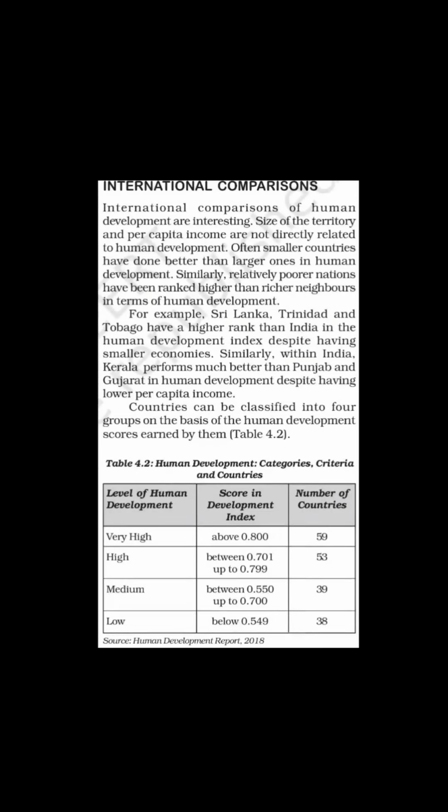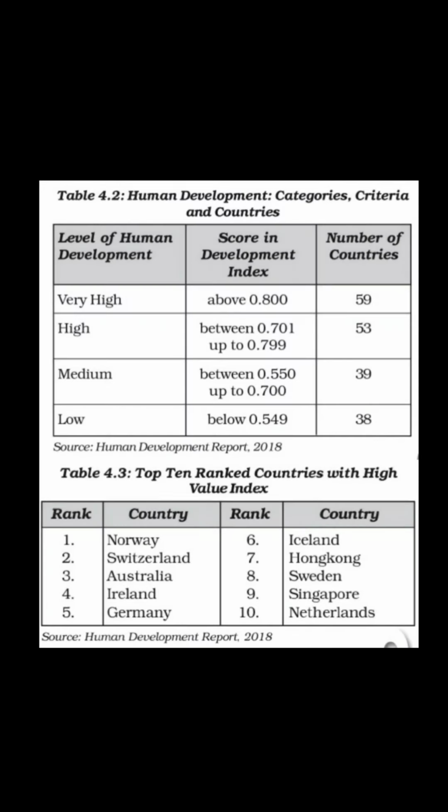For example, Sri Lanka, Trinidad and Tobago have a higher rank than India in Human Development Index despite having smaller economies. Similarly, within India, Kerala performs much better than Punjab and Gujarat in human development despite having low per capita income. All the countries have been classified into 4 groups on the basis of human development scores.